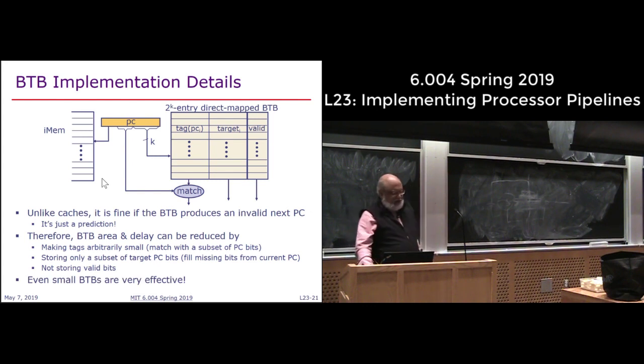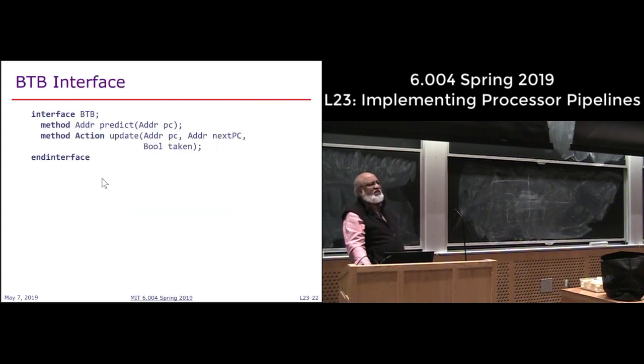Even small BTBs are very effective, that is the thing. And this is the interface in BlueSpec for it. You only perform 2 operations on it. One operation is prediction. You give it a PC, it tells you the next PC. If it finds it in the table, it gives you the target. If it doesn't find it in the table, it gives you PC plus 4. So that's one thing it always does.